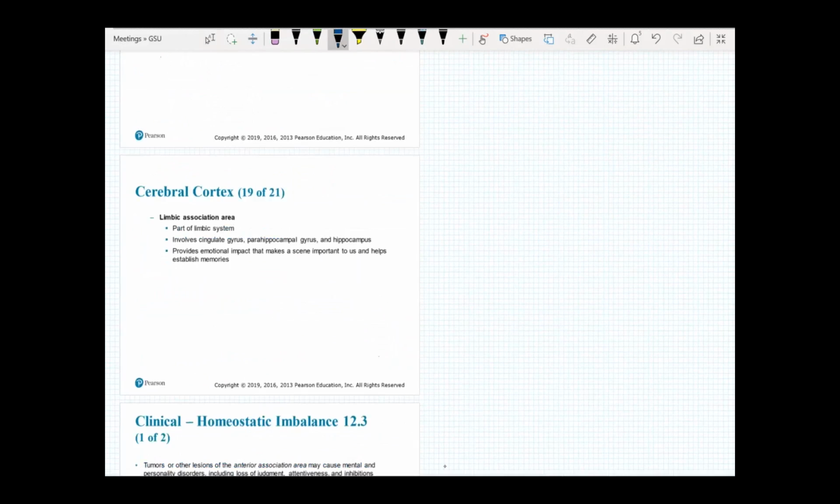Okay, the other association area is going to be the limbic association area. And essentially, this is going to be our emotions and our memories. So anytime you see limbic, start thinking of memory, and any memory that is tied to an emotion will also be included. The limbic system is going to be talking about how we have our memory.